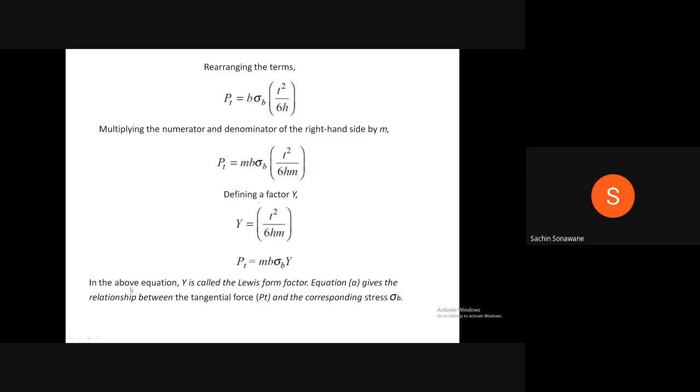Therefore, in the above equation, Y is called the Lewis form factor, and the above equation gives the relationship between the tangential force Pt and the corresponding bending stress sigma b. Therefore, write down this.